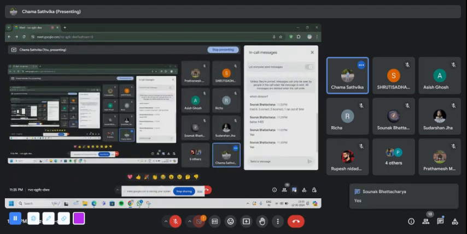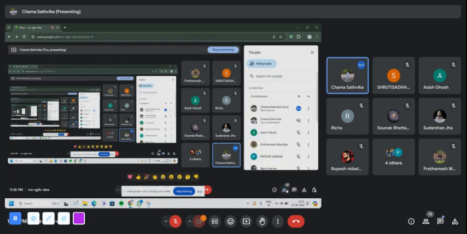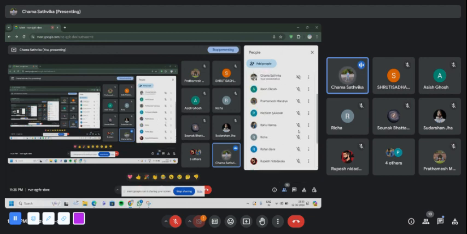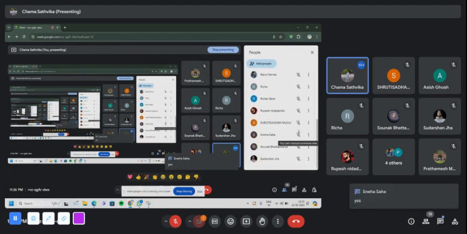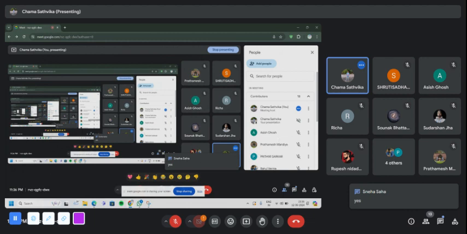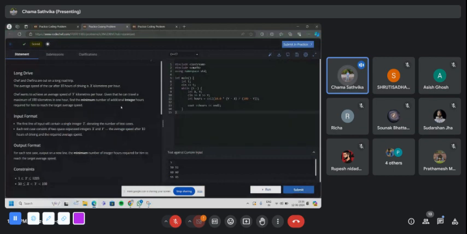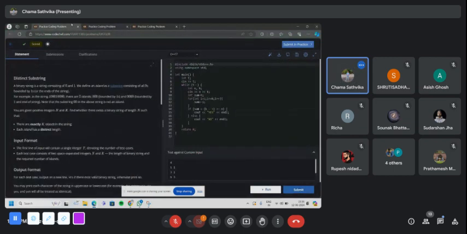Okay. Remaining, Prithvi sir, Prithvi, is this clear? Sneha. Okay. Just we need to apply the simple maths. That's it. Okay. Let's move on to the third question.